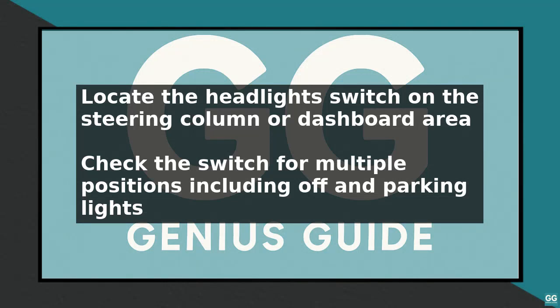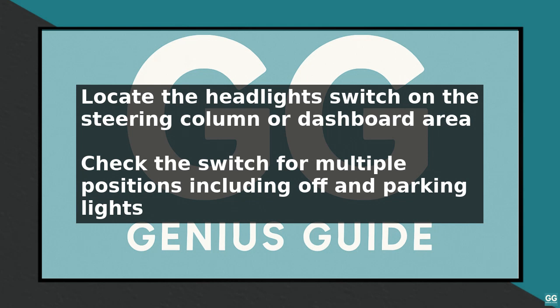To turn on daytime running lights in your 2025 vehicle, start by locating the headlights switch, usually found on the steering column or dashboard. The switch may have several positions, including off, parking lights, low beams, and high beams. Some vehicles may also have an automatic setting. Next, check your vehicle's manual to determine if it has a specific setting for daytime running lights.